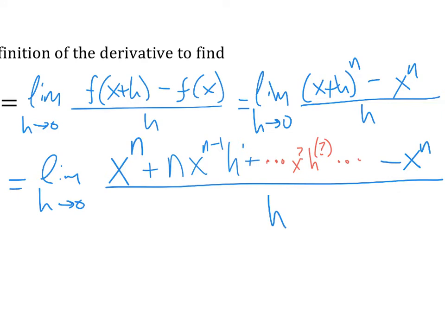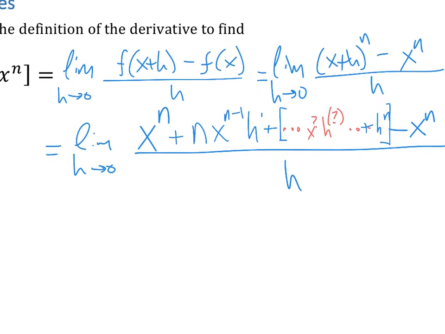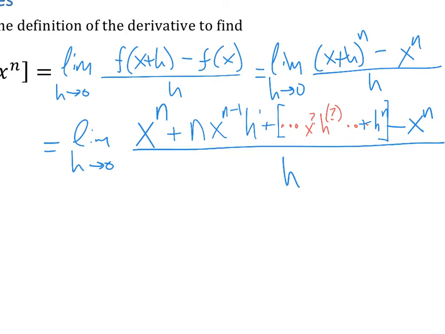Okay? And then we'll end up with this minus x to the n. And at the last one, we know we're going to have a 1 times h to the n. So all of this stuff right here is going to kind of disappear, as we'll see in just a moment. So that's our fudge factor here.